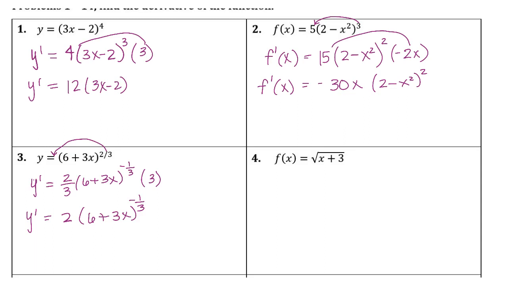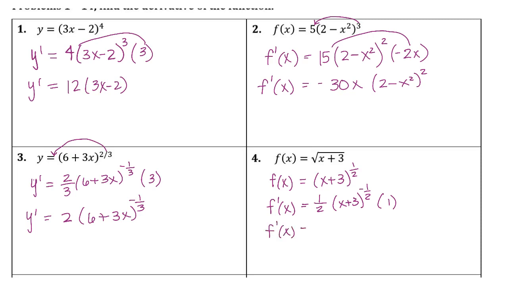Moving on. Number 4, we definitely have to do some rewriting. So first, I'm going to rewrite this to be x plus 3, all raised to the 1/2. Now we're ready for our derivative. F prime, again, derivative of the outside times the derivative of the inside. And for this one, there's not much clearing up here. F prime at x equals 1/2 times x plus 3, all raised to the negative 1/2.